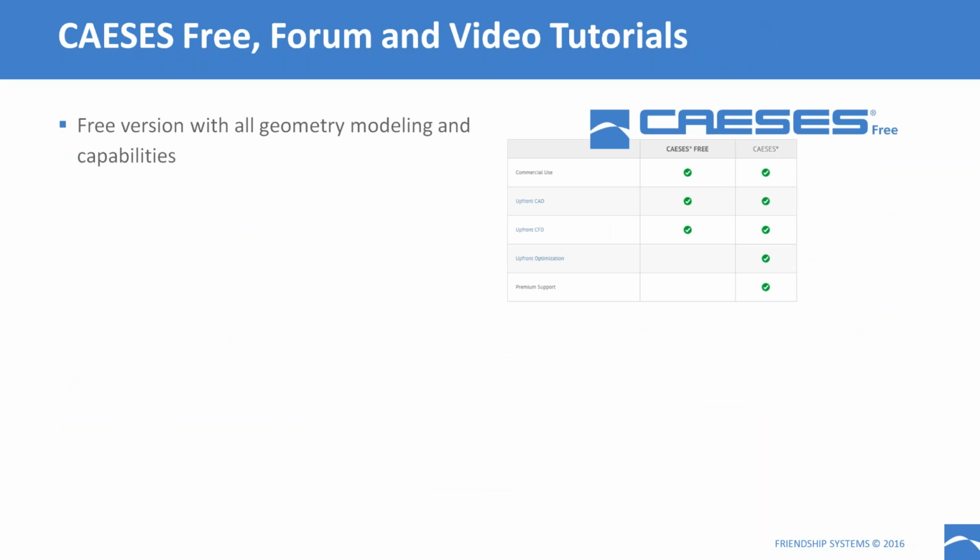So finally, just a few notes that I would like to give you here along the way. Many of you might already be aware of that. There is a free version of CAESES aside our full commercial version, and the free version includes all geometry modeling and software connection capabilities, but it does not allow for automated optimization.